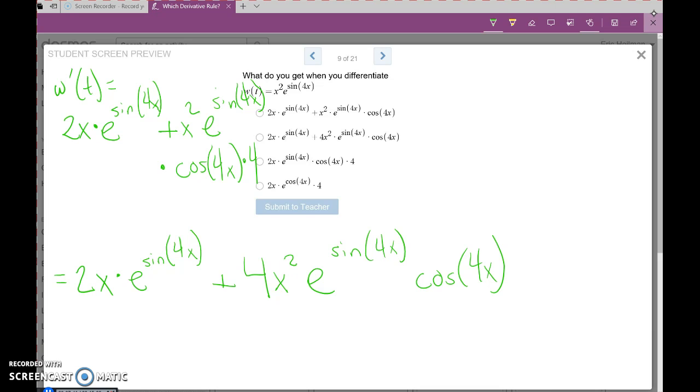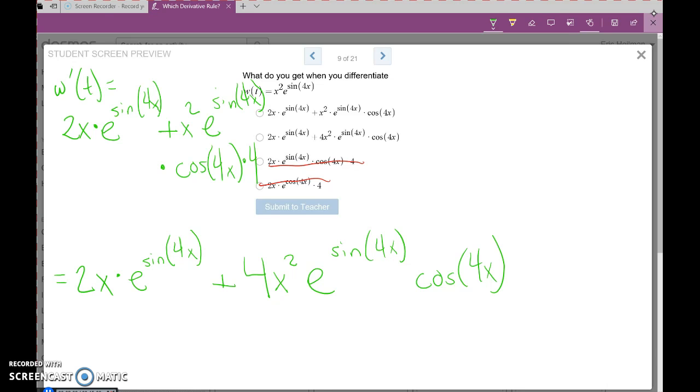Okay, so when I'm looking at this multiple choice question, even before I take the derivative, since I know I'm going to use the product rule, there's going to be a sum involved. So I'm going to eliminate any answer choices that don't have a sum in them. So before I even took the derivative, I could eliminate these two options. Those are wrong.